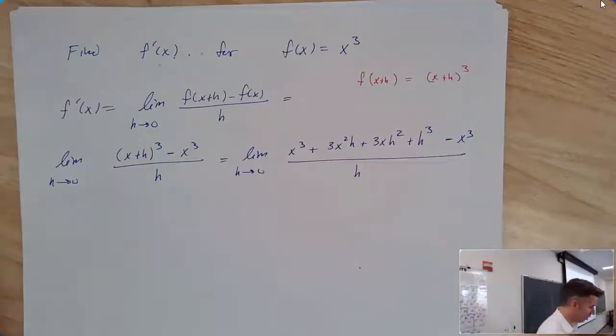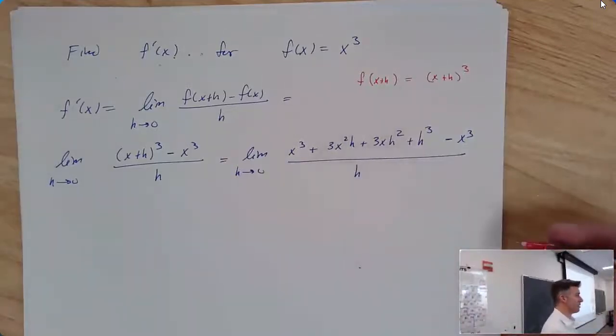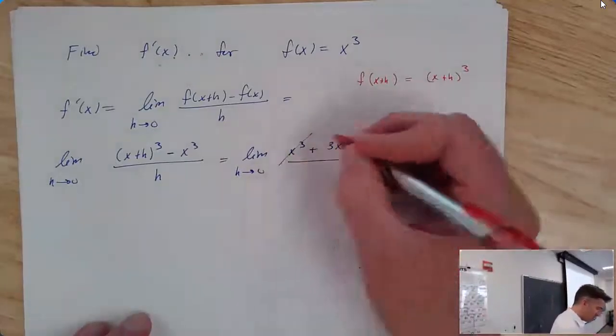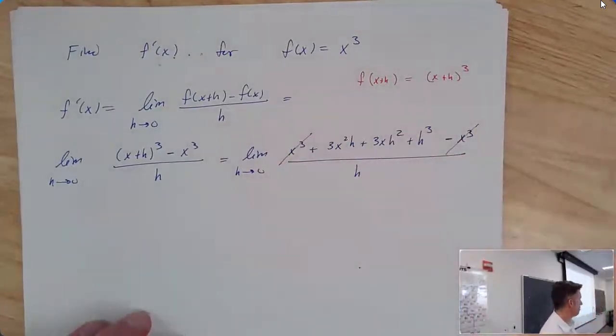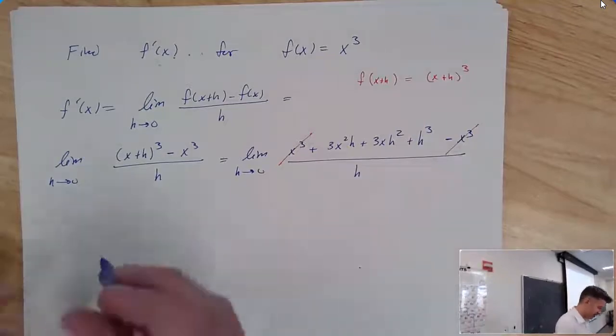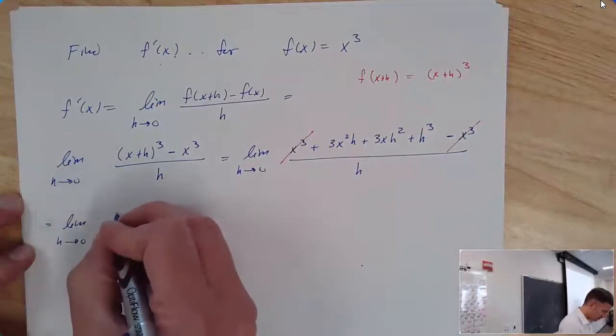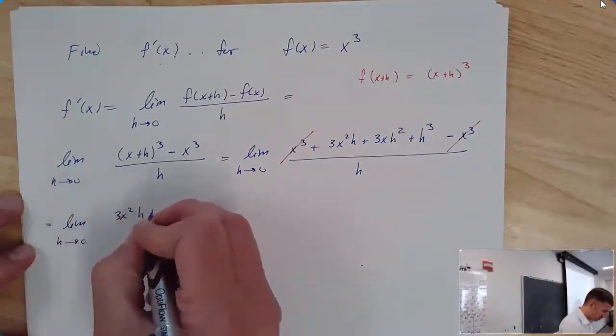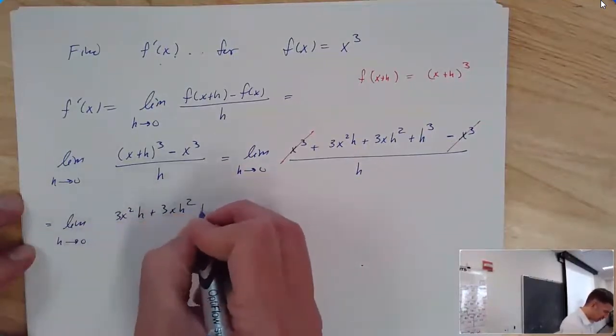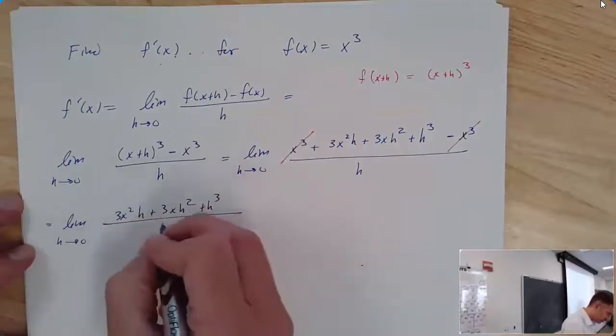For that to happen, all of the not h terms in the numerator need to cancel out. And that's usually going to happen right away. Here, x cubed minus x cubed gives us 0. So we're left with a limit as h goes to 0 of 3x squared h plus 3x h squared plus h cubed, all divided by h.